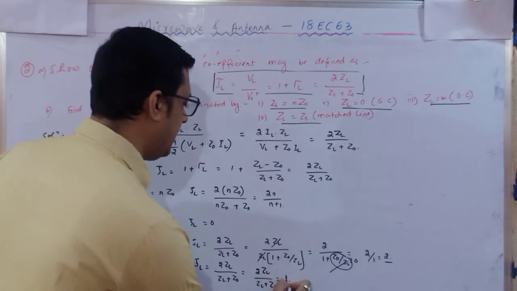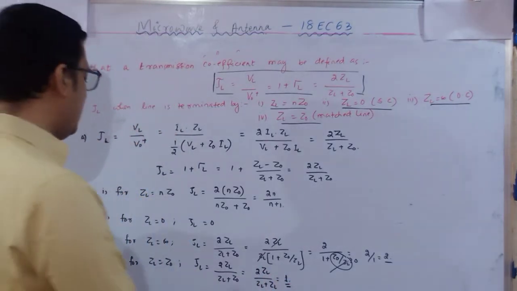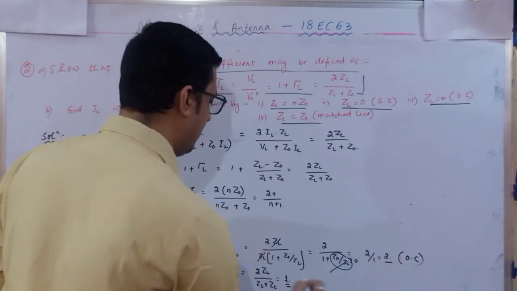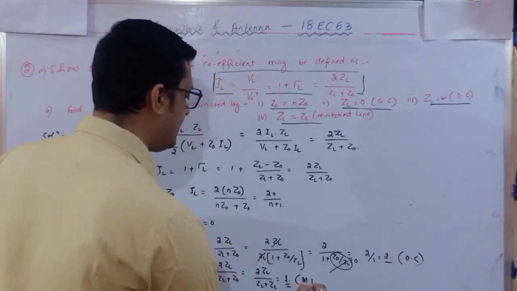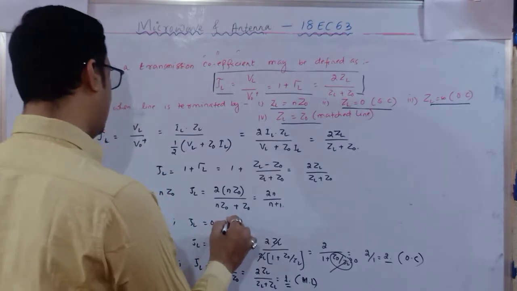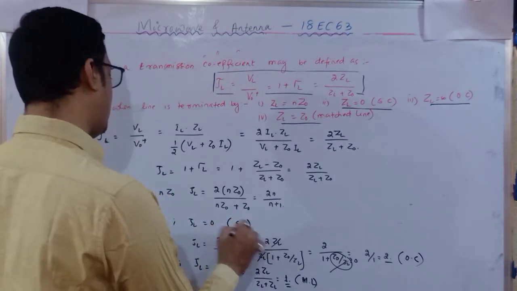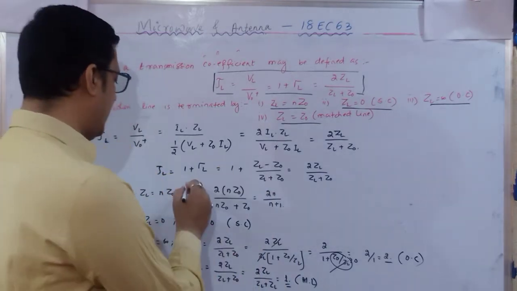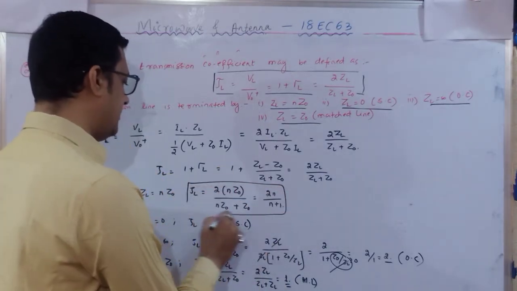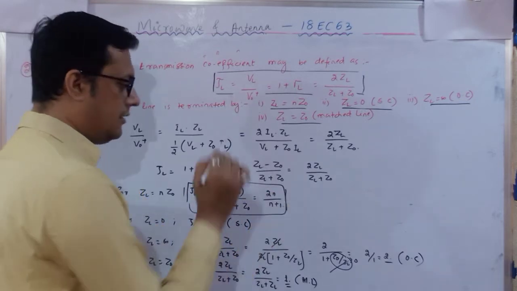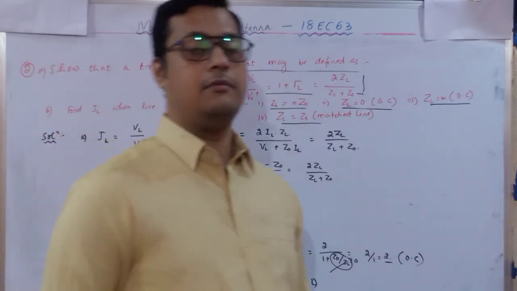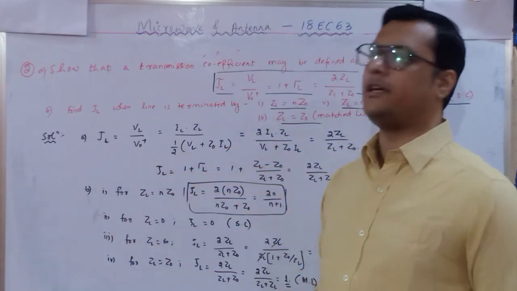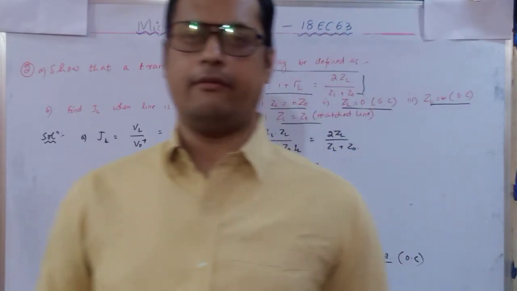So this will be 1 for the match line, 2 for the open circuit line. This is open circuit line. This is match line, and 0 for the short circuited line, and this is the given impedance. Okay, so this is the basic relation. Done. So like this, a question may come in your exam. It is a tricky question, okay, but you need to identify these relations. One more question we will take.